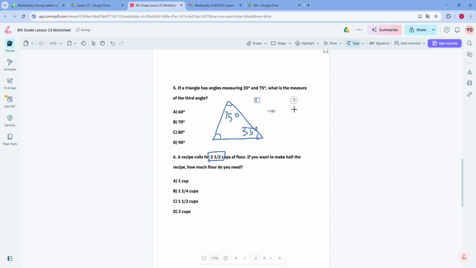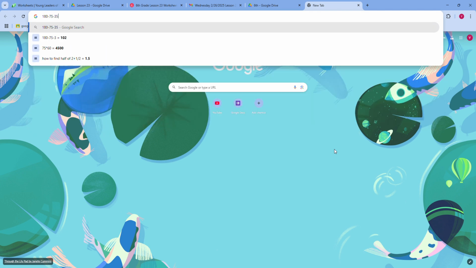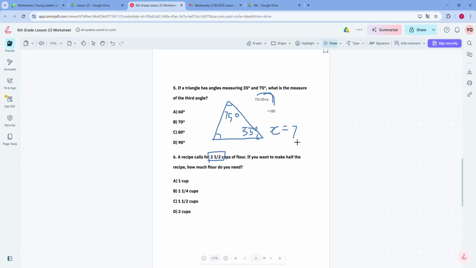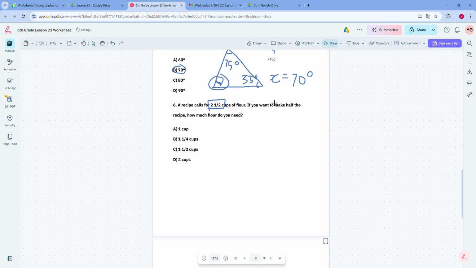And 75 plus 35 plus the third angle that you're trying to find, which we can just make x, has to be equal to 180. So now you can just solve. x is going to be equal to 180 minus 75 minus 35. So that would be 70 degrees. And that's this angle.